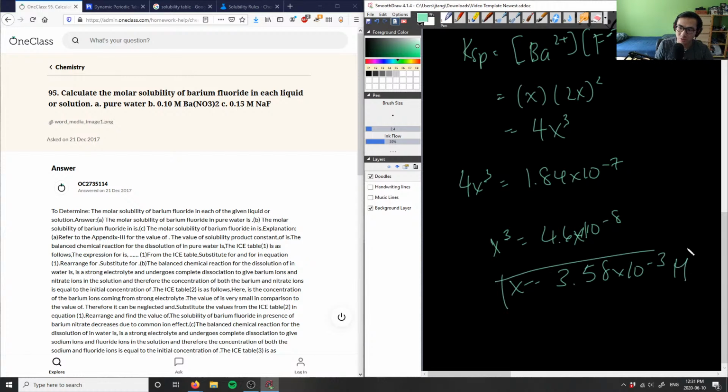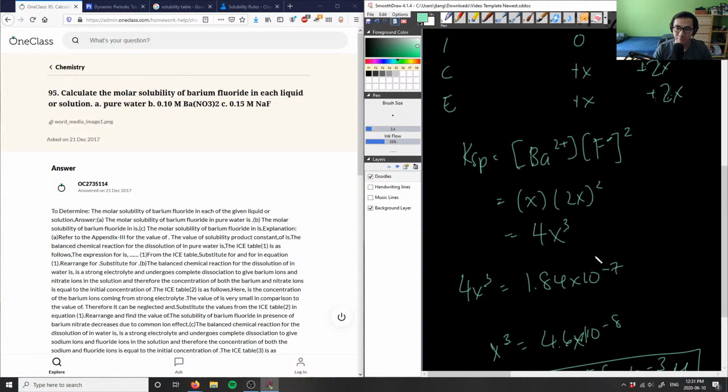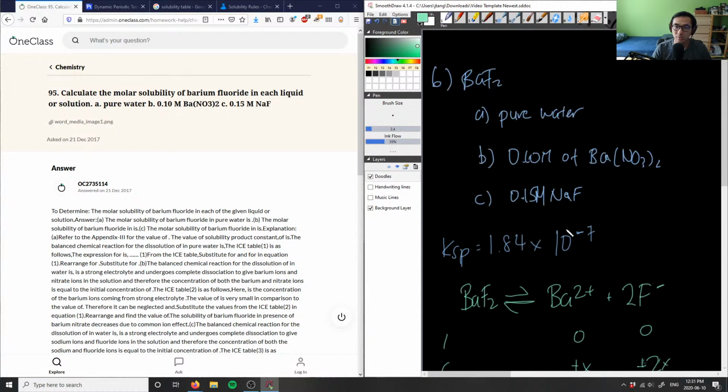And this will be our solution for the pure water solution for the molar solubility of barium fluoride. And it really depends on this KSP value. Because I don't know this KSP value, it's very, very hard for us to solve this problem. So I don't know if this 1.84 times 10 to the negative 7 is good or not. So I'm not sure about that. But we can do the other problems as well.